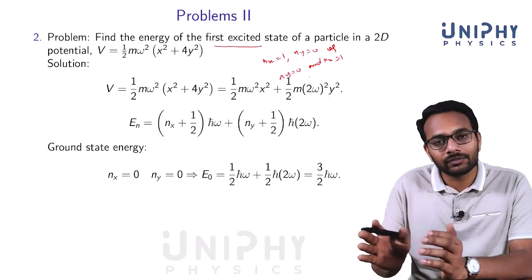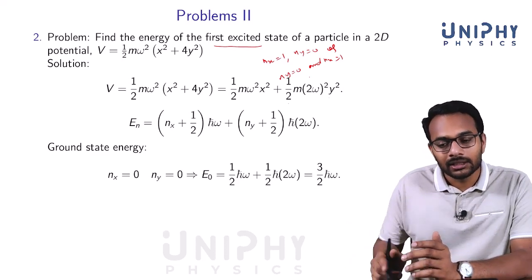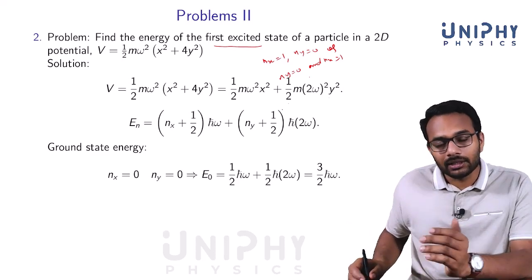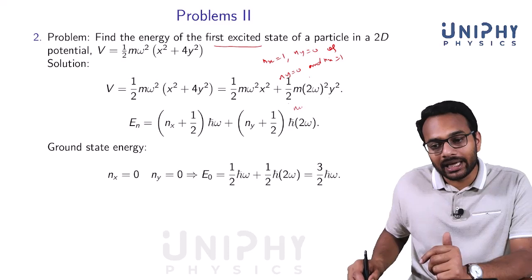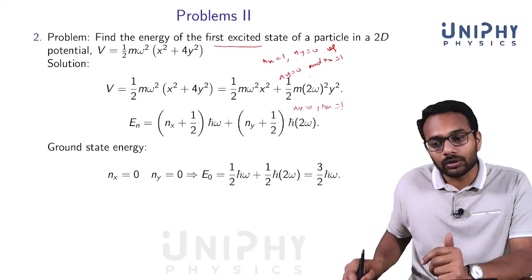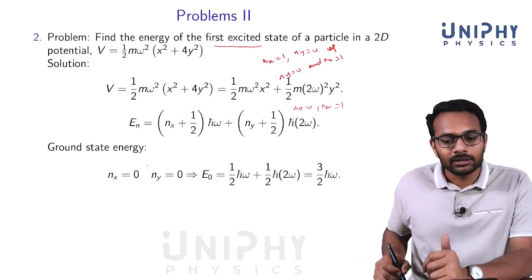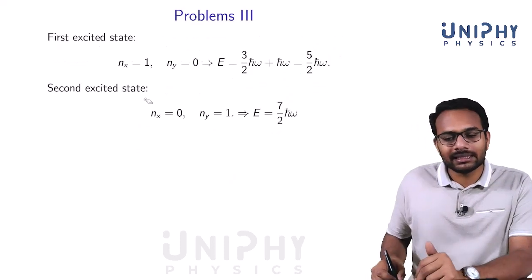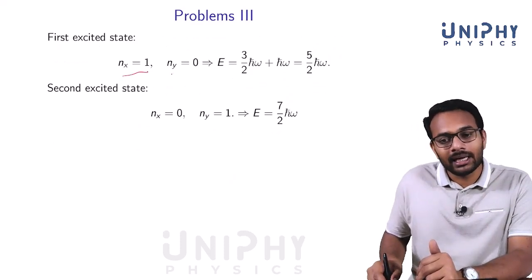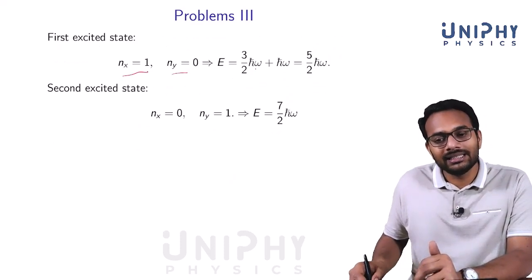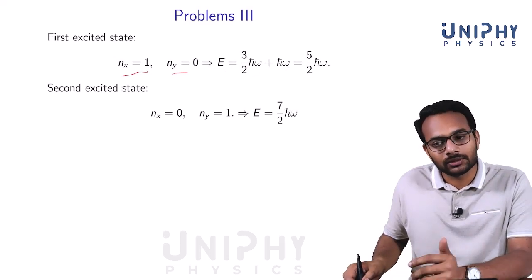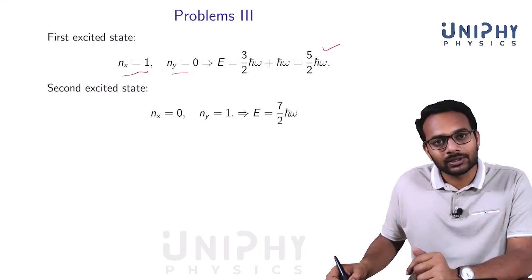Because it has different frequencies in both directions. All right. So you will see that the next higher energy corresponds to ny equal to 0 and nx equal to 1, and not the other way about. So for the first excited state, you take nx equal to 1 and ny equal to 0, and you get E is equal to 3 by 2 h cross omega plus h cross omega, which is 5 by 2 h cross omega.